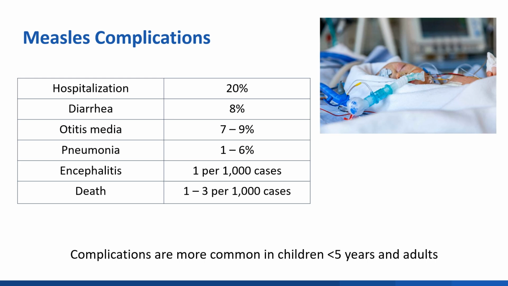Other severe but less common complications include encephalitis, which occurs in about 1 per 1,000 cases, and death, which occurs in about 1 to 3 per 1,000 cases. Complications are most common in children under 5 and adults over 20. And complications are also more common among those who are unvaccinated against measles.